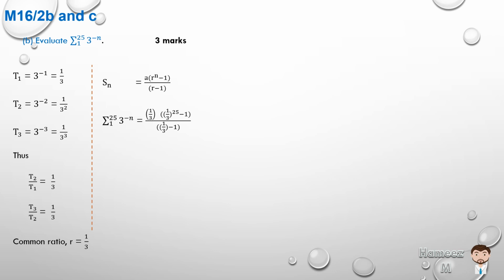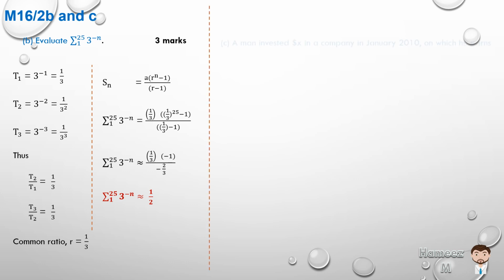And 1/3 to the power 25 is extremely small, it tends to 0. So we can say the brackets works out to be minus 1. So we'll have 1/3 times minus 1 over minus 2/3. And that works out, and you can use a calculator, and that gives us a half. So the summation for the first 25 terms of 3 to the minus n is approximately a half.